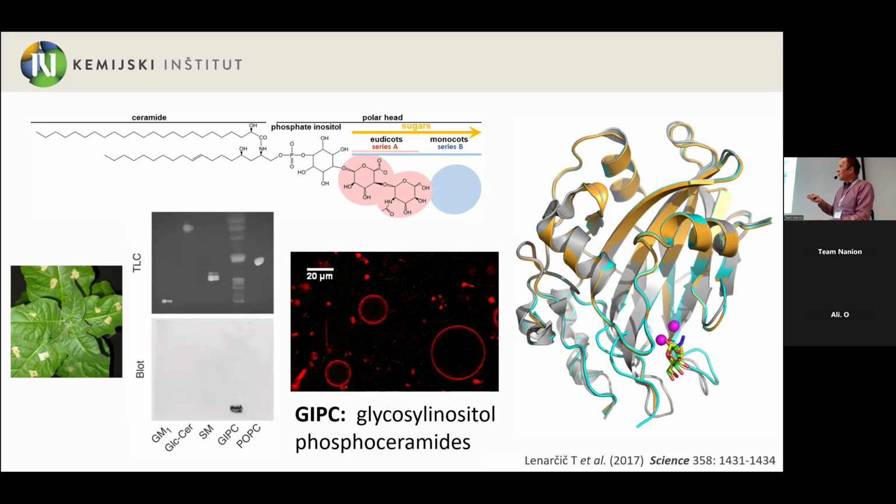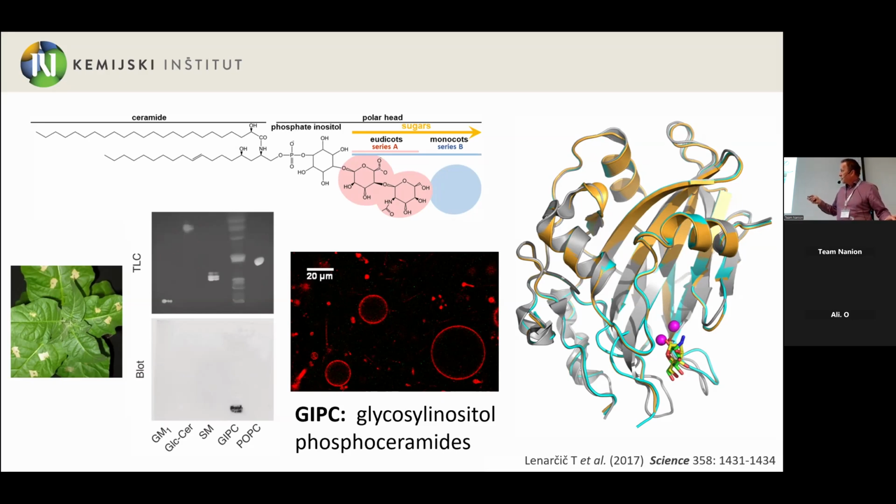You cannot obtain these lipids anywhere else, so we purify them. This is our lipid extract. And these GIPCs, they're called glycosyl-inositol phosphoceramides, are in this part of the TLC plate. So if you don't have this lipid, this family of proteins will not work. So it's quite challenging to understand how these molecules damage lipid membranes.